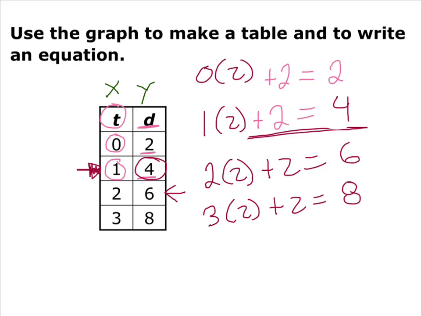So our equation here is going to be, if I was using my variables that I have here, which was a t and a d, that would be like I was doing t times 2 plus 2 equals d.